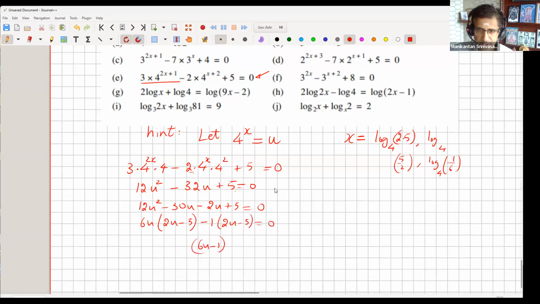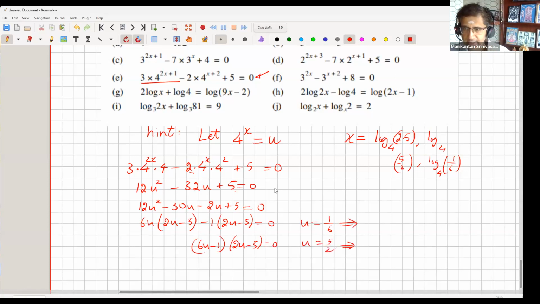So indeed u is 1/6 or u is 5/2, which would imply in the next step that x is... what is u? u is 4 power x. If I have to write it as x equal to something, x equals log of u to the base 4. So indeed it's log of 1/6 to the base 4 or log of 5/2 to the base 4.